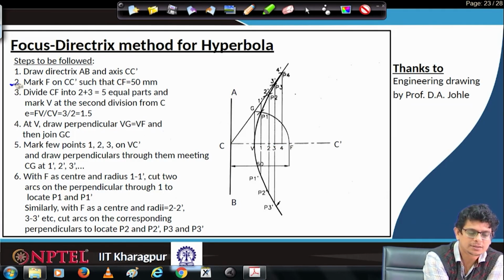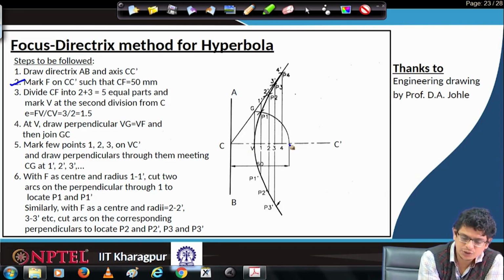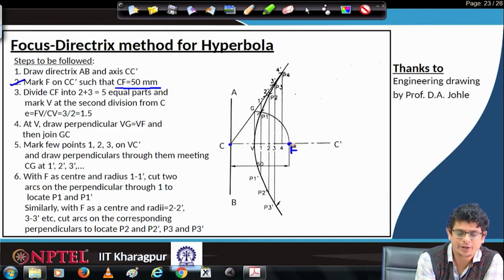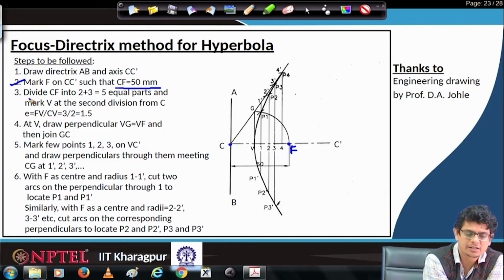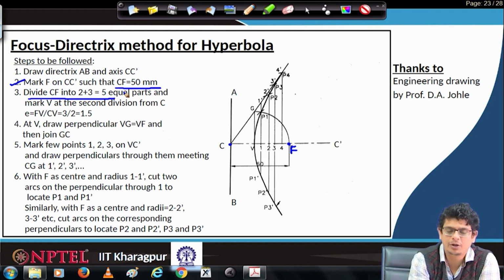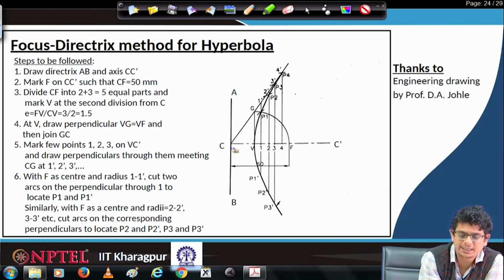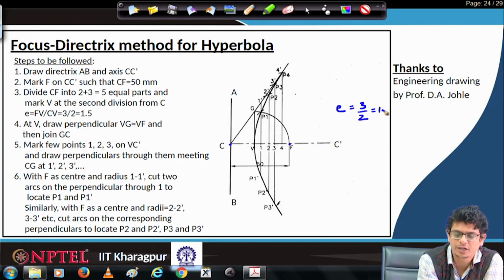Once done, mark focus point F on CC prime, in such a way that CF is already given as 50 mm. With that 50 mm, locate it. Once that's done, divide CF into 5 equal parts, for the hyperbola of eccentricity 3 by 2, or 1.5, that we are going to construct.